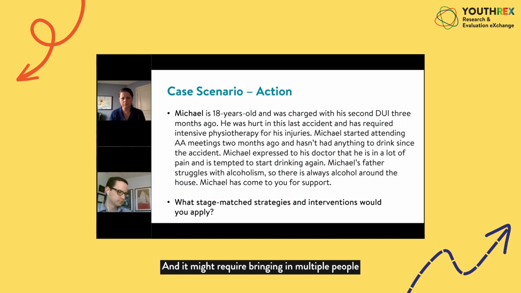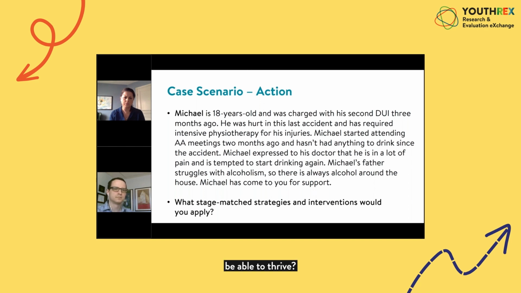And it might require bringing in multiple people in order to do that, staying coordinated around that common goal, which is how are we creating conditions for this family or for this young person, and whether it's in a foster or child welfare situation, how are we creating the conditions that'll make this young person be able to thrive? It's not easy, but that's what I would do. That's what I have to say in response. Hope that's helpful.